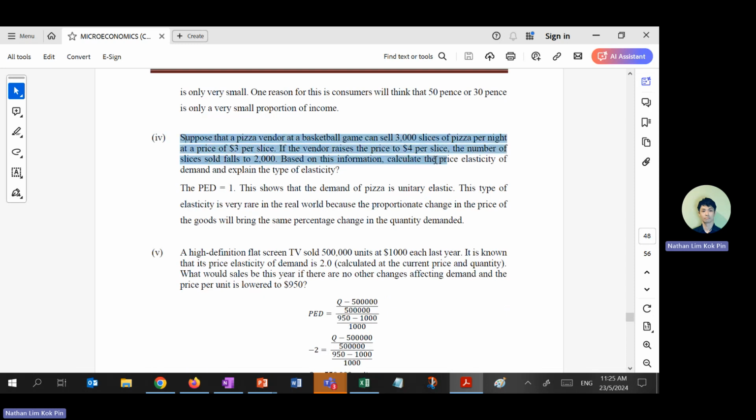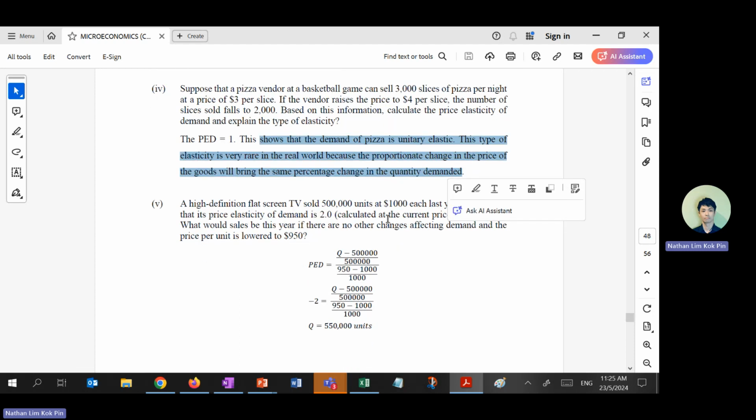Suppose the price... and the next one is PED equals to 1. This one, like I said, we purposely changed the numbers until the PED equals 1. Normally in the real world, it will not exist at all, right? So this is unitary, then you have to say rare. If you want to explain, it's very rare. So the proportion change will be the same as the proportion change for quantity demanded.